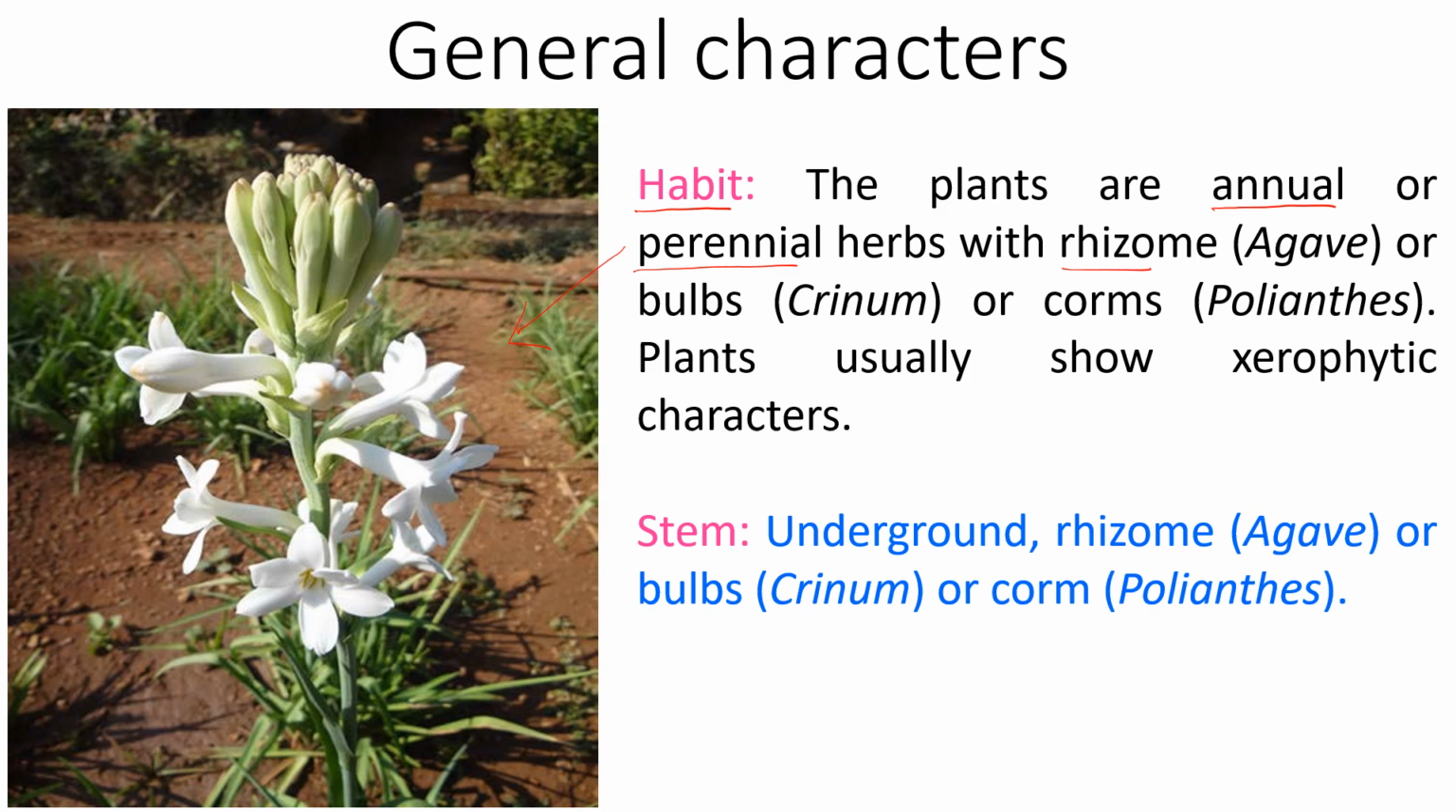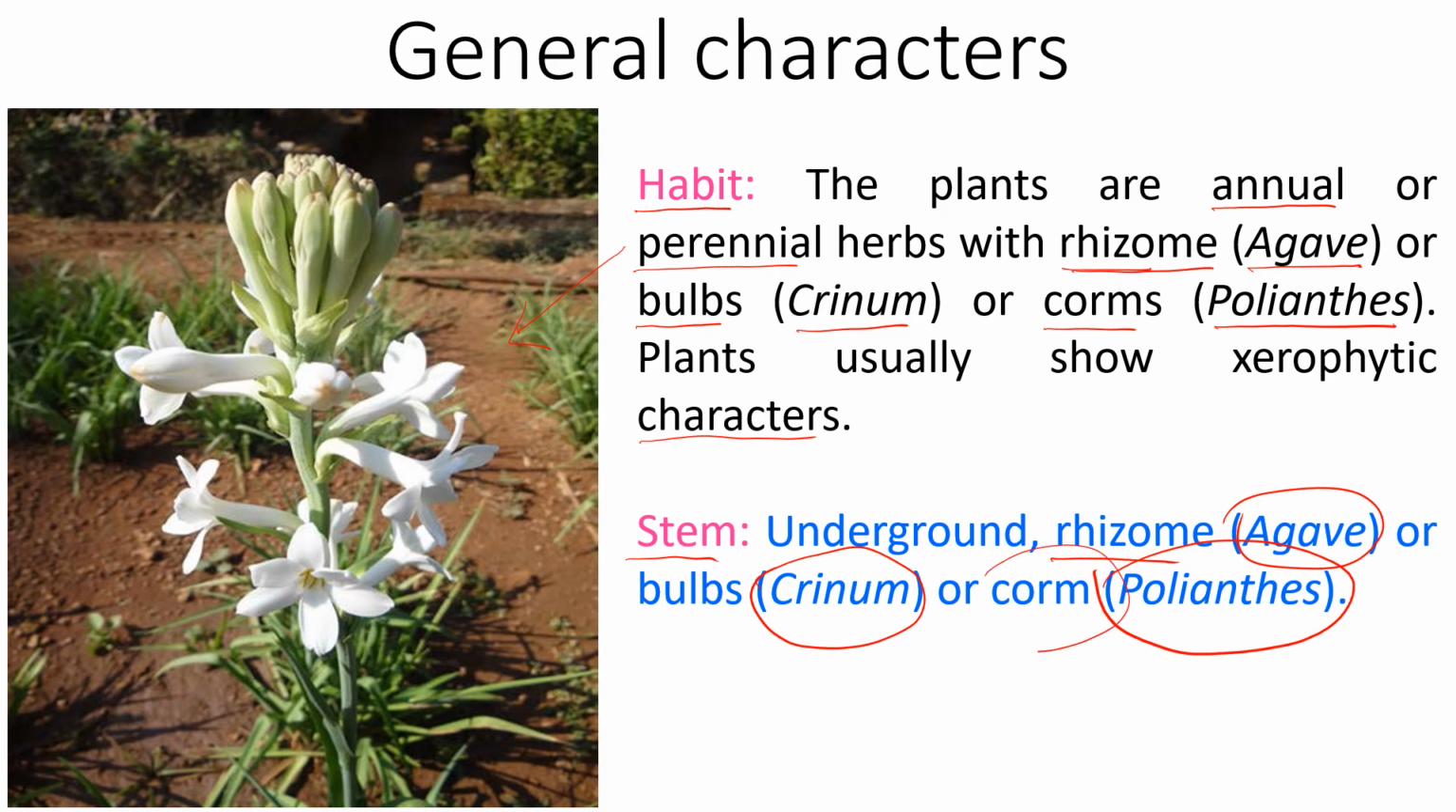For example, in Agave americana, it is a rhizome. It is a bulb in case of Crinum. It is a corm in case of Polyanthus. This is the Polyanthus plant, and plants usually show xerophytic characteristic features. The stem here is underground, a rhizome in case of Agave, or a bulb in case of Crinum, or a corm in case of Polyanthus. And here, the corm can be seen, which is underground.